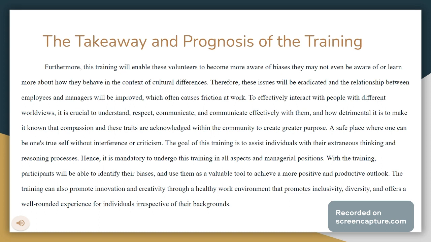The training can also promote innovation and creativity throughout a healthy work environment that promotes inclusivity, diversity, and offers a well-rounded experience for individuals irrespective of their backgrounds.